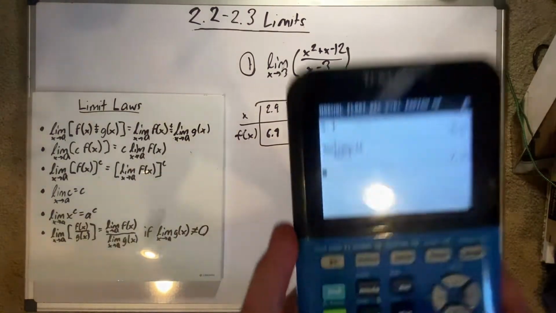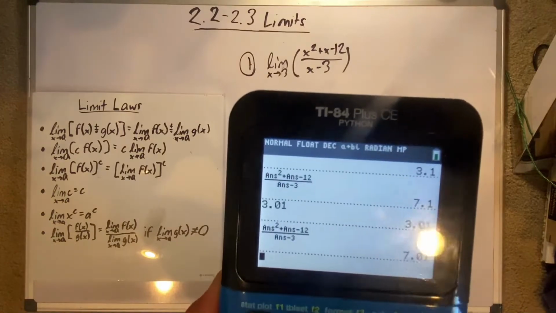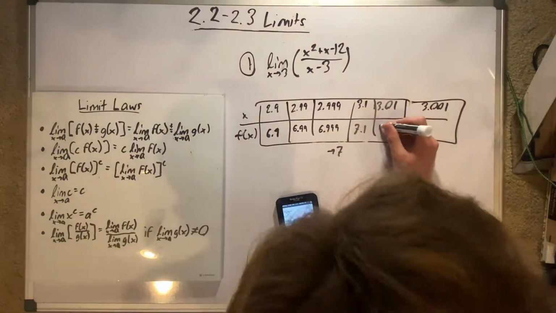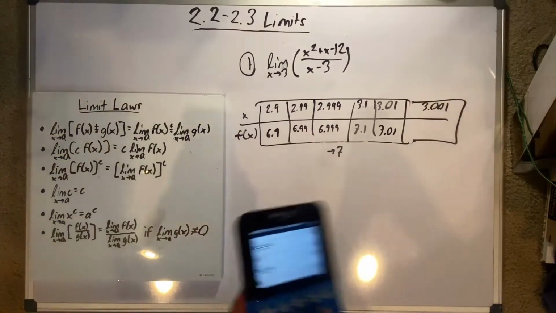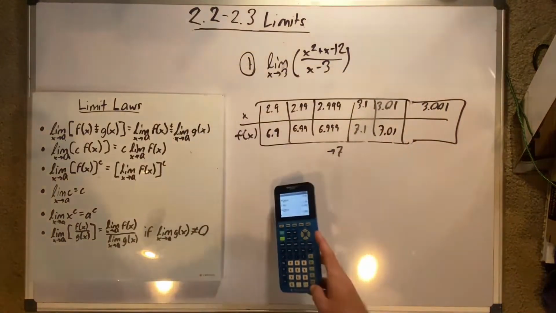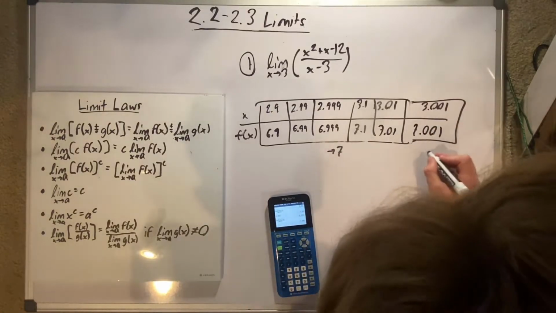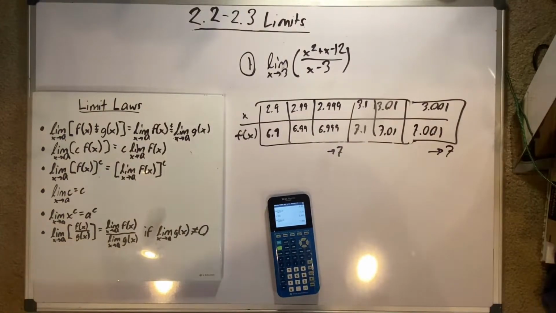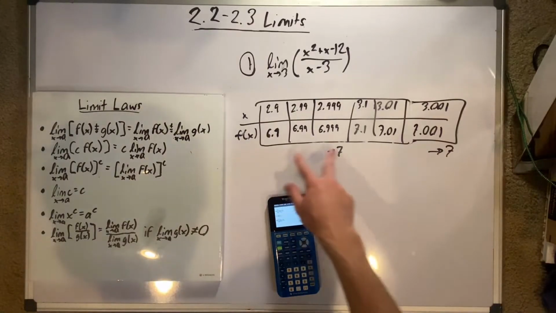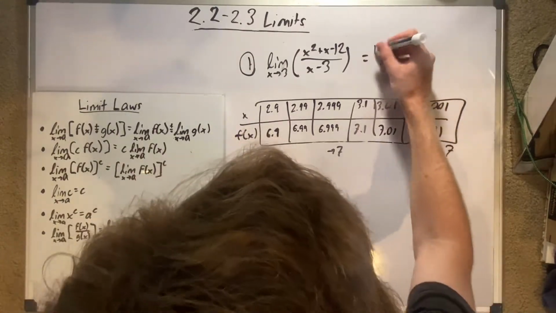Okay, now 3.01, so 3.01, 7.01. And now 3.001, up again to here, 7.001. Then you can see there's a progression getting closer and closer to the number 7. Because they progress closer to 7, and they're both the same numbers, this would be from the negative side, this would be from the positive side, that means our limit here is equal to 7. So that would be our answer.